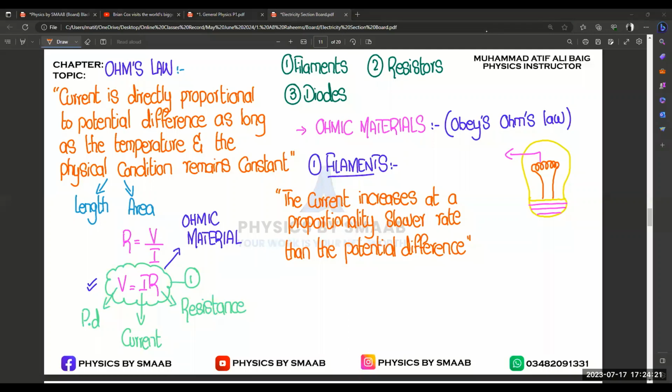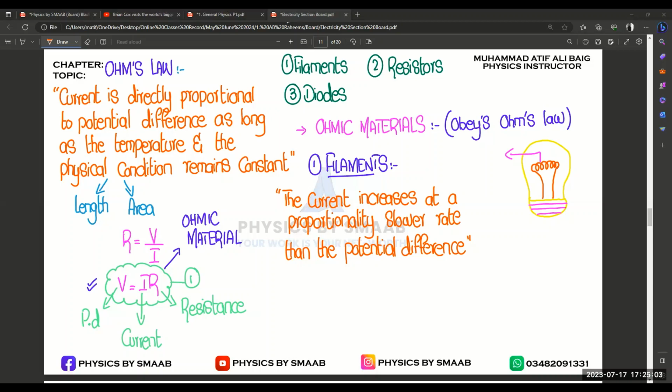Okay, so basically we are talking about the filament. In a filament, current increases at a slower rate than the potential difference. It means potential difference will increase at a greater rate as compared to the current, so both are not directly proportional, right? The statement explains that the potential difference increases at a greater rate, so the rate of change of potential difference will be greater than that of electric current. Potential difference increases quickly, while electric current increases slowly.